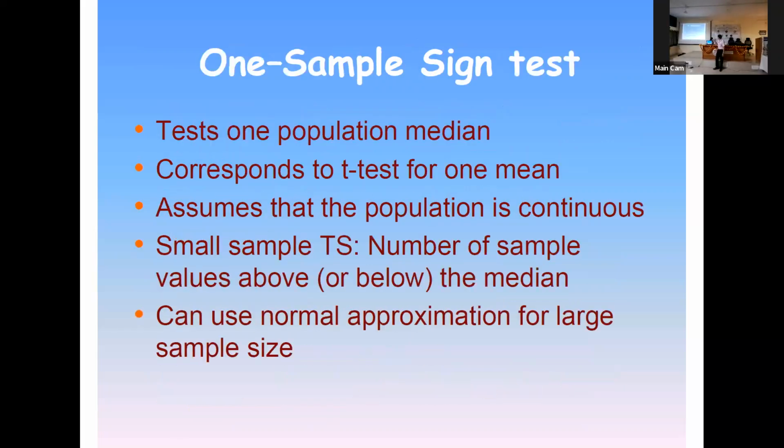My aim is this test. One sample sign test. Now you have data coming from one single population, and you want to test a population median. See, in t-test, you are testing population mean. Here we are testing population median. It actually corresponds to t-test. And we assume only one thing, that the population is continuous.